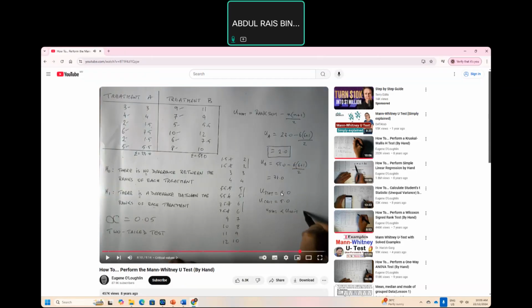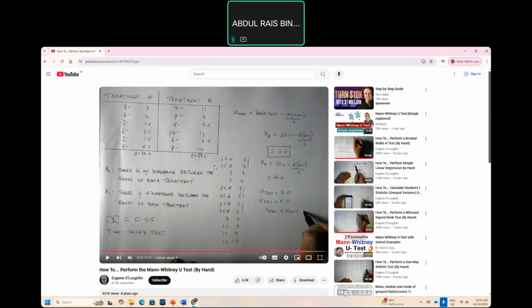So in this test, he calculated between group A and group B. He chose 2.0 because it's the lowest value, and then for the U critical he looked at the table and got 5.0. Since U start is smaller than U critical, he concluded that there is actually a significant difference. The H0 is rejected while the HA is accepted, right? And that's the full step of doing a Mann-Whitney U.